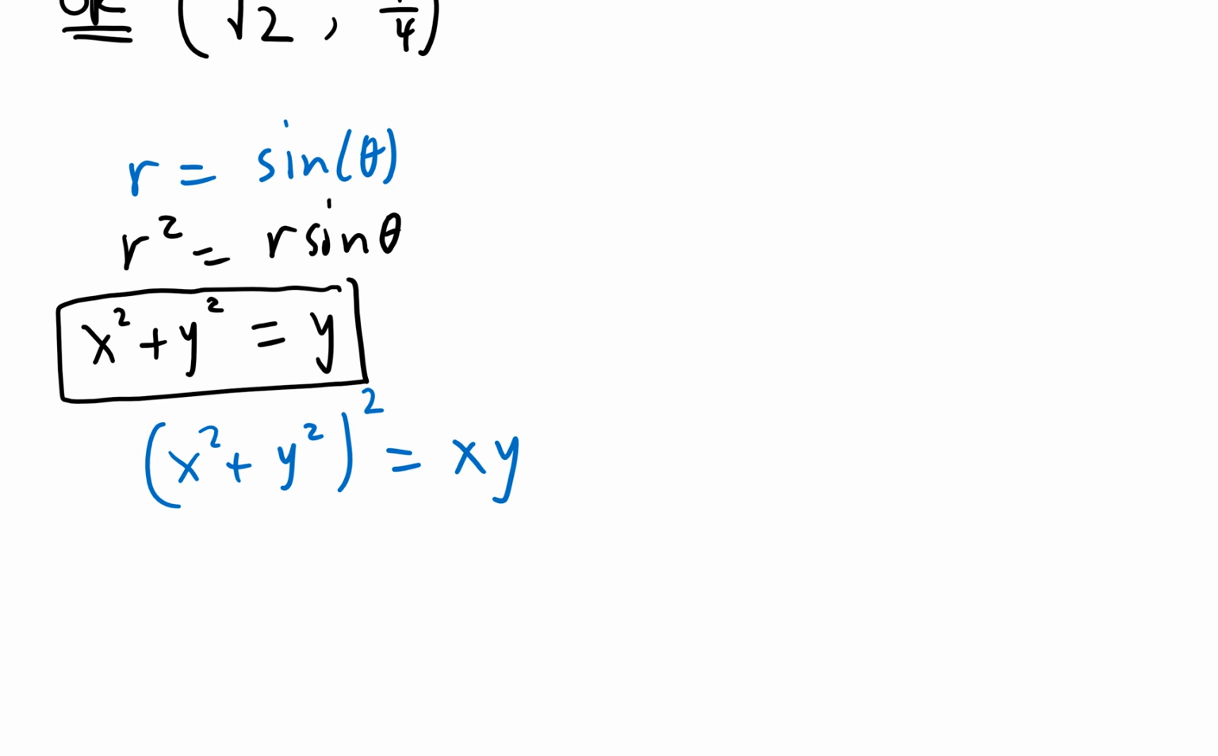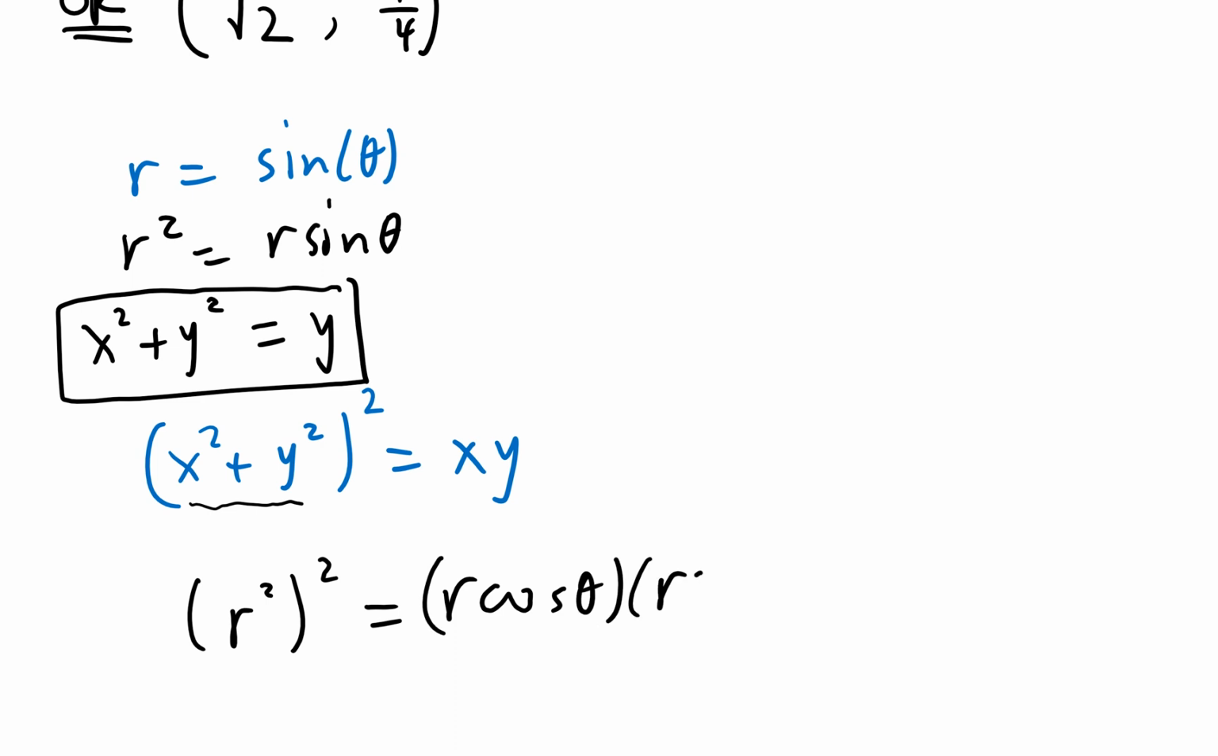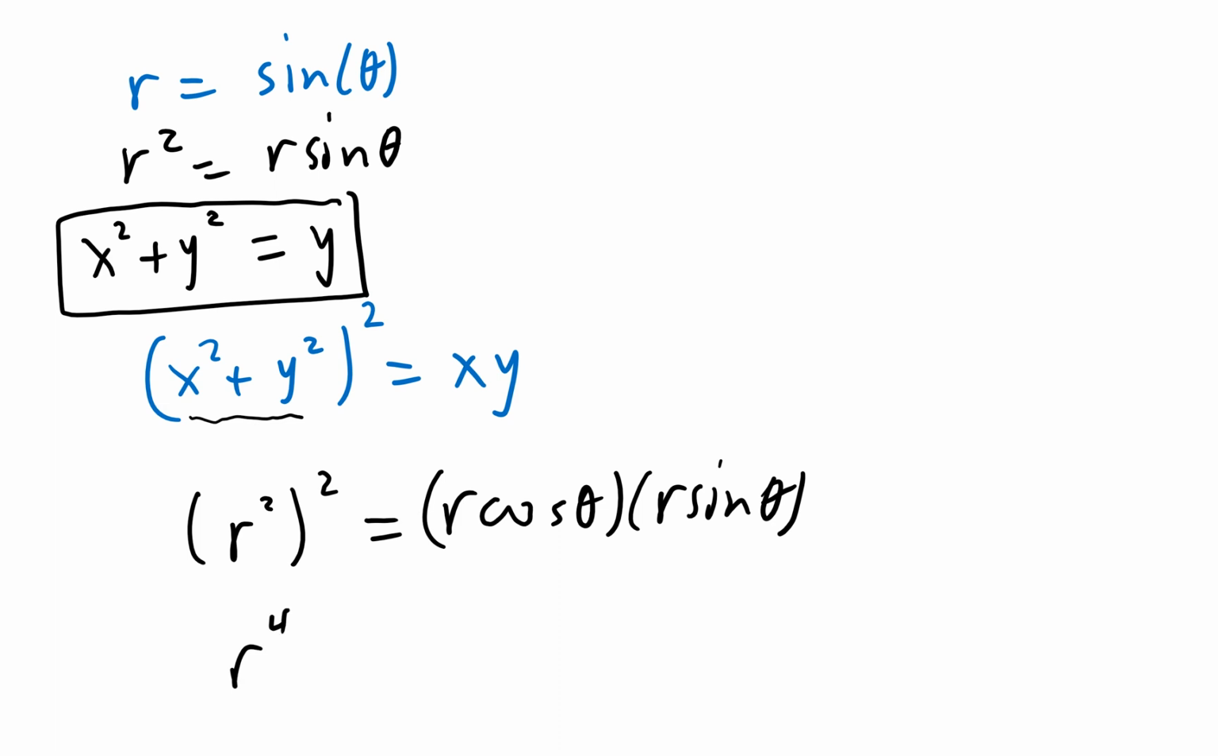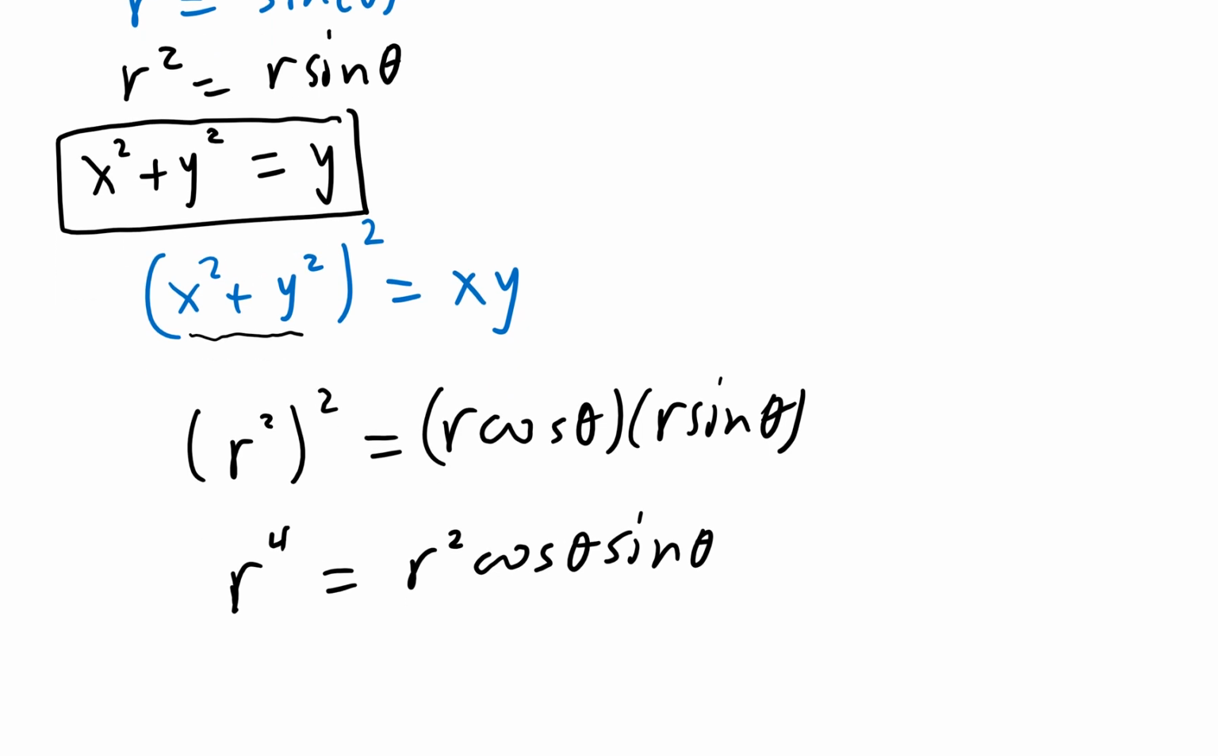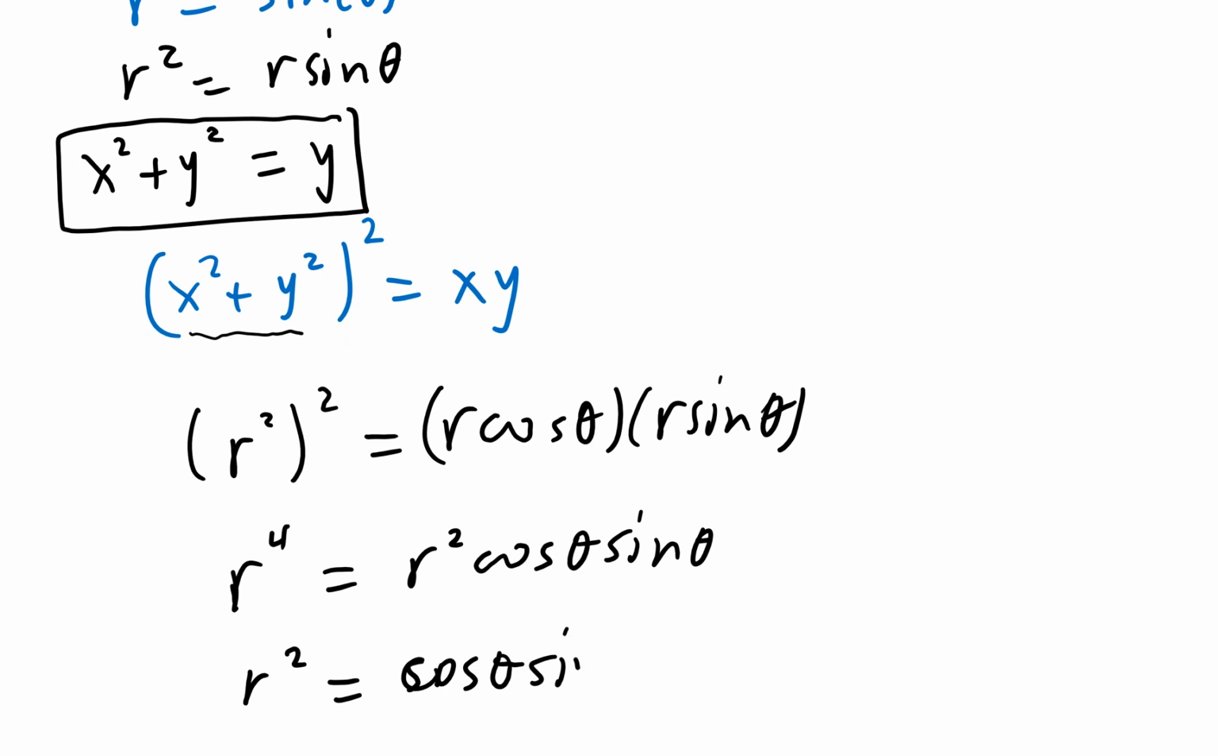Next one, x squared plus y squared is r squared. How about xy? x is r cosine theta, and y is r sine theta. See, no more x and y. If you want to simplify, this is r to the fourth, r squared cosine theta sine theta. You could divide by r squared on both sides, and that's what you get, cosine theta sine theta.